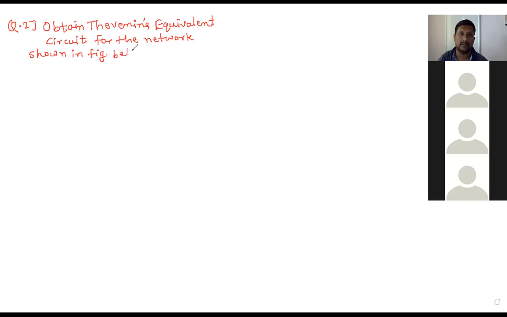between load resistor RL. So this is the question. So the diagram you can observe. I will draw it. So it is 2 volt here. This is 2 ohm. There is a current source here, an independent current source having value 2 ampere.